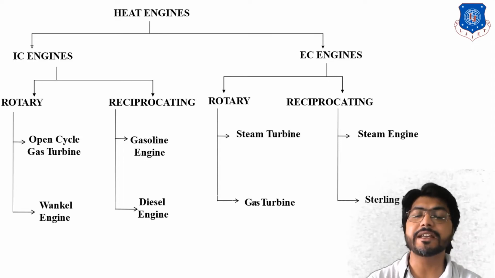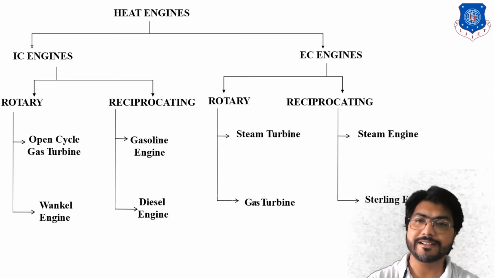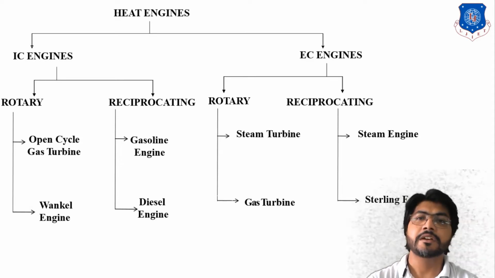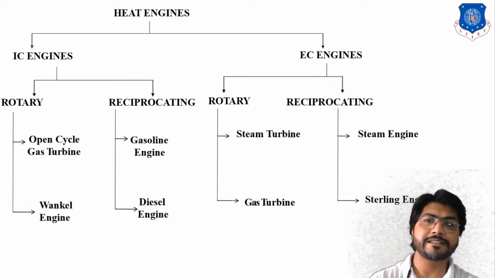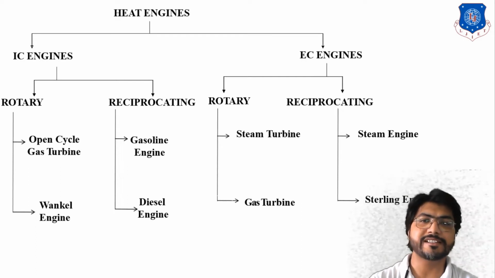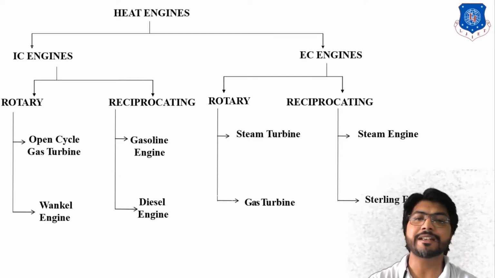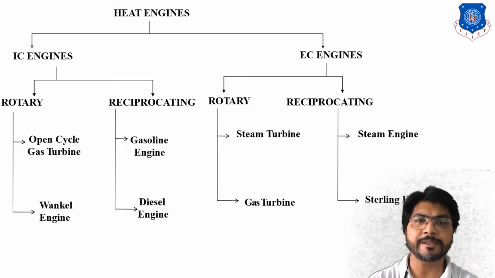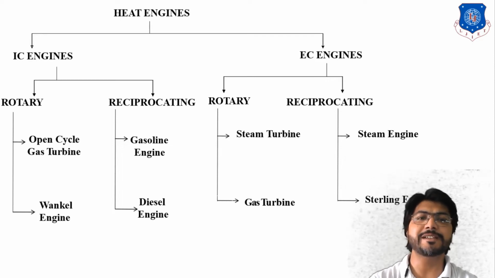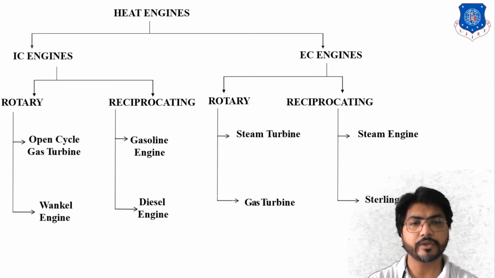The reciprocating engines are the gasoline engine and the diesel engine, which are IC engines. Apart from IC engines, EC engines are also divided into rotary and reciprocating. In rotary, the steam turbine and gas turbine are examples of rotary engines, and the reciprocating engines are the steam engine and the Stirling engine.